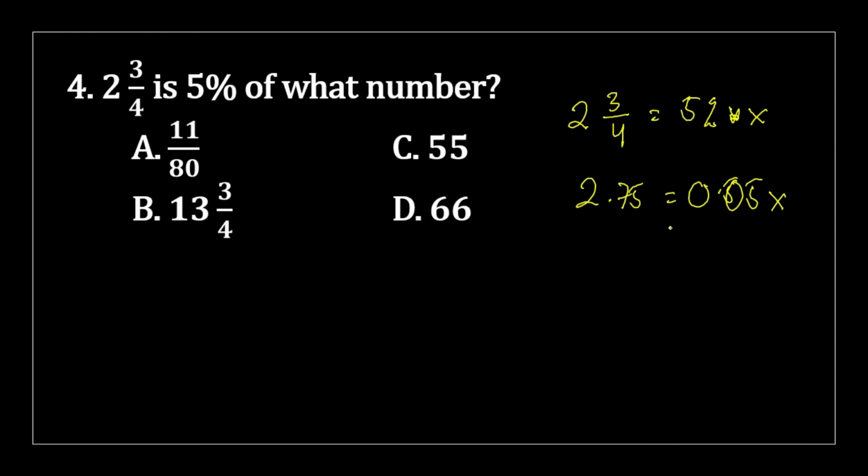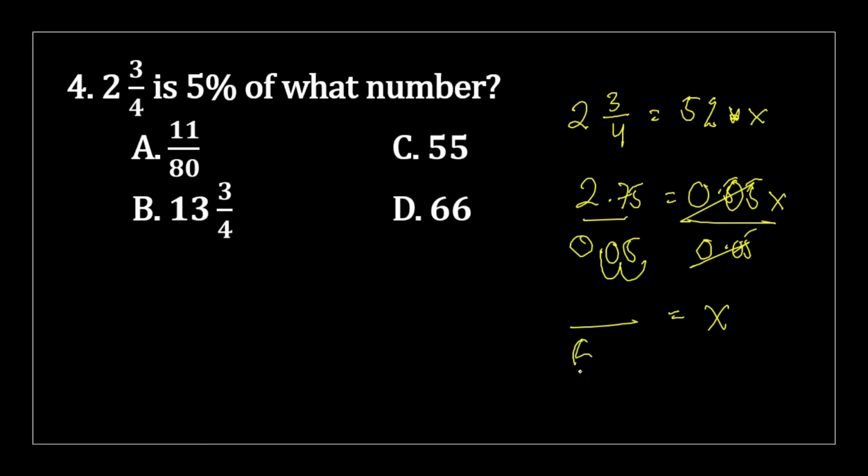So now to answer this, let's divide both sides by 0.05. So we could cancel this. So the value of x is equal to this. Now to simplify it, all we have to do is to move the decimal point so that the denominator will be a whole number. So let's move 1, 2, so we have 5 as our denominator, and we should also move the numerator 2 decimal places. So that is 275 divided by 5.